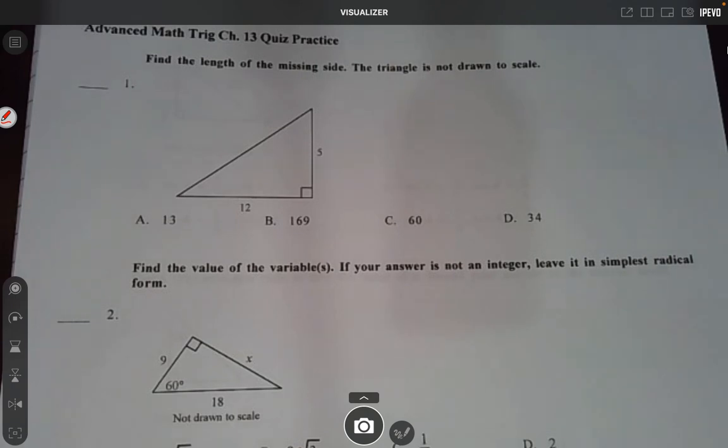Okay. Y'all, things happen. Alright, the first type of problem, we've got to just find the missing side. That is the Pythagorean theorem. A squared plus B squared equals C squared.